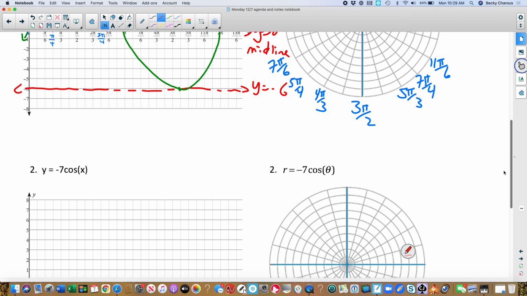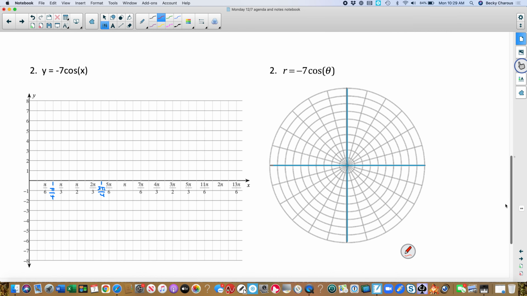Okay, we're going to do another one. What do you think negative 7 cosine x is going to be? A circle, but the other way. Yeah, a circle. What do you mean by the other way? Like, reflected downwards across the x-axis. Okay, some kind of circle. Let's see where it's going to be. Okay, so we're going to do the same thing, right?